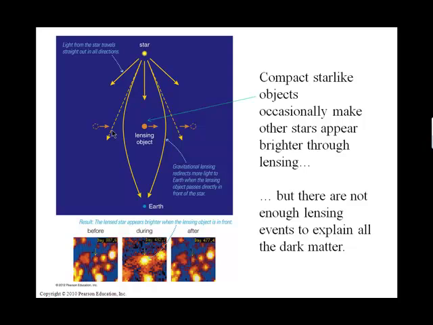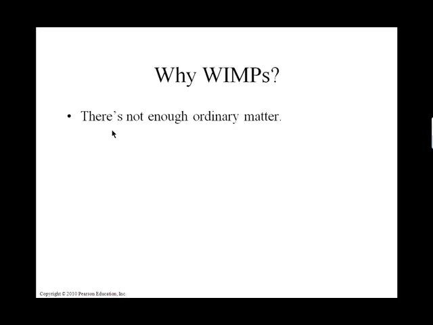But MACHOs don't account for it. Us and a distant star, we can see the gravitational lensing that's caused by a MACHO. And it happens, but there aren't enough MACHOs out there to explain the amount of dark matter that needs to be accounted for. Does that make sense? So, WIMPs. Okay.